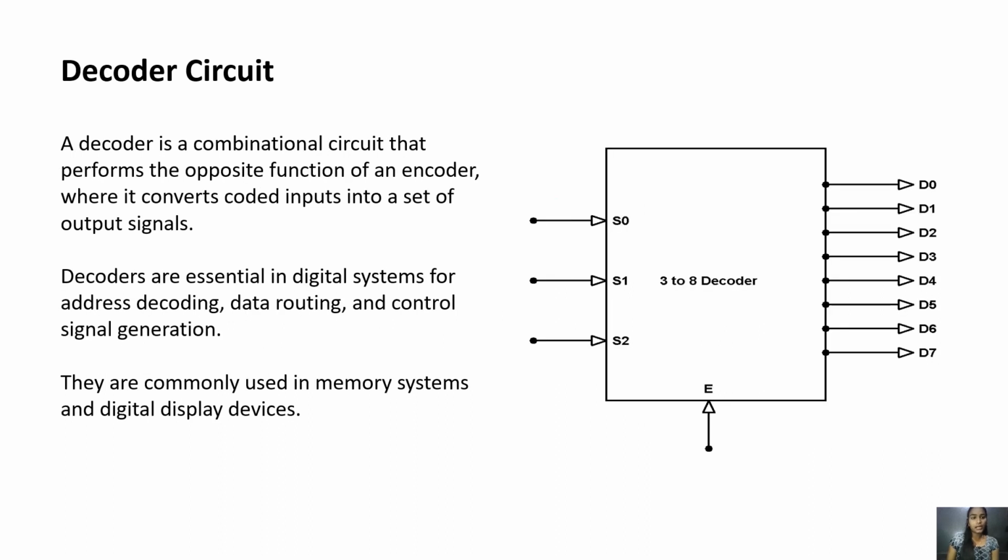Decoder circuit. A decoder is a combinational circuit that performs the opposite function of an encoder, where it converts coded inputs into a set of output signals. Decoders are essential in digital systems for address decoding, data routing, and control signal generation. They are commonly used in memory systems and digital display devices.